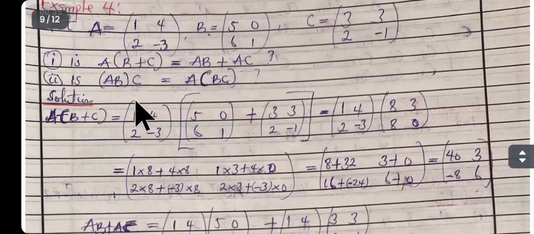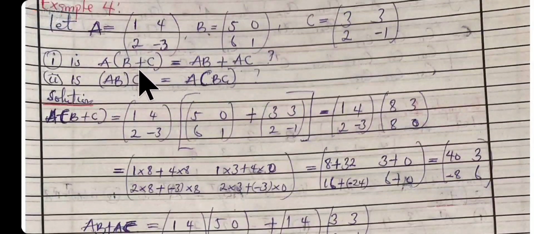We want to prove whether the left hand side is equal to the right hand side. Alright, so solution. First of all, for this first one, we need to find the left hand side first, then we'll later find the right hand side to know whether they are equal.